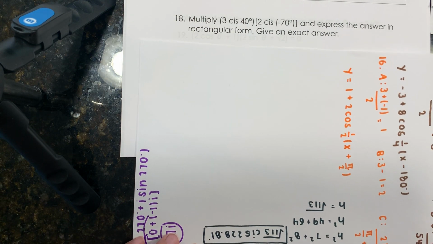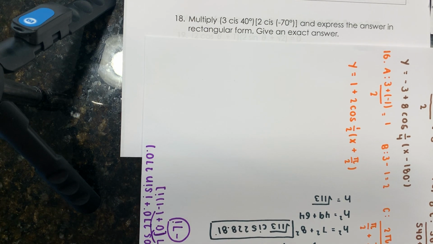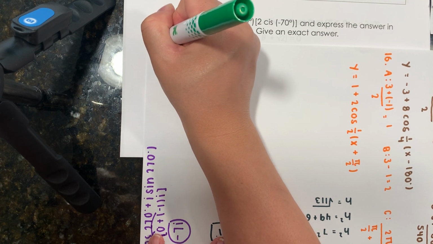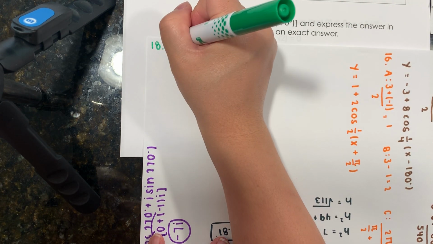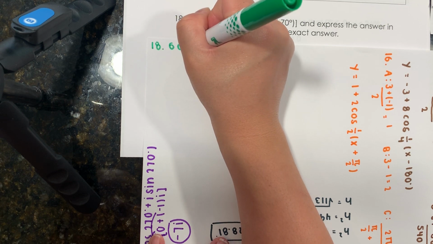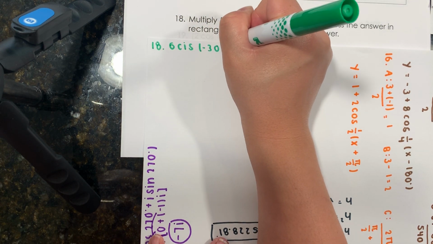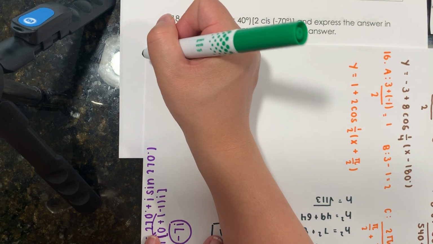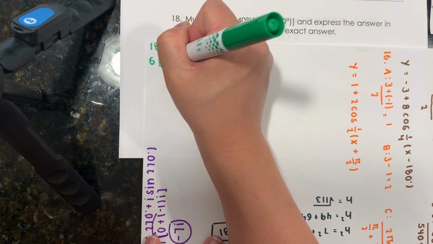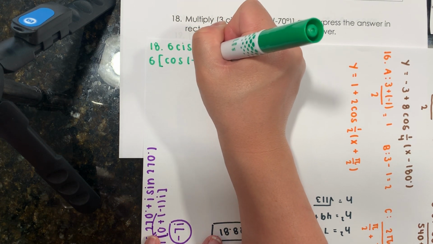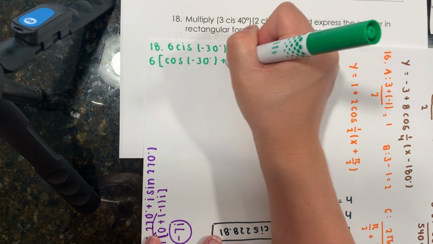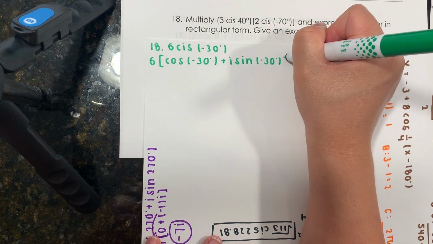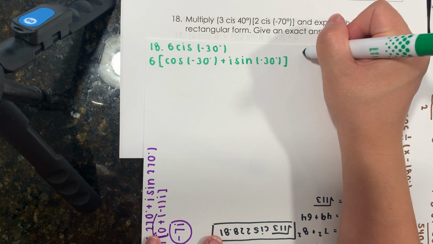Now moving on to number 18, it's going to be a similar problem to the last one, but we have to multiply the outside numbers and add the degrees together. So for number 18, it's going to become 6, and then CIS -30 degrees. This 40 minus 70 would be -30. Now when I expand this, it's going to be 6 cosine of -30 plus I sine of -30, which is a reference triangle in quadrant 4.